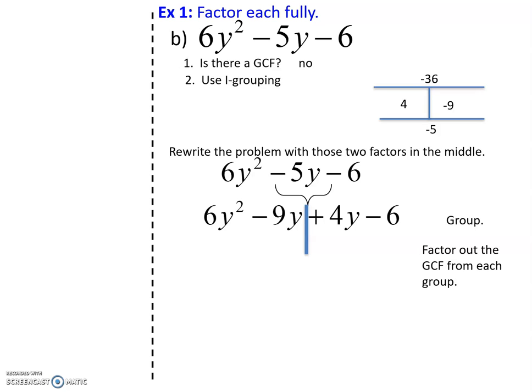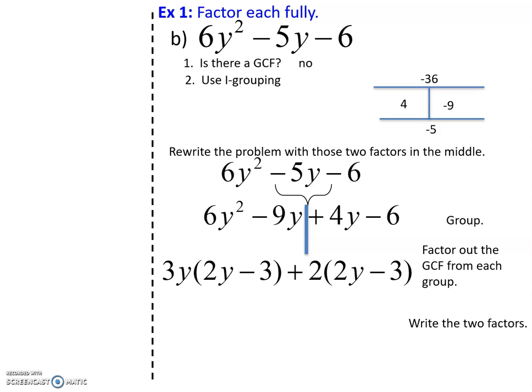What's the GCF of the first group? I'm hoping that you're thinking of 3y. You would be correct. What's remaining is 2y minus 3. The GCF of the second group is going to be plus 2, which leaves us with 2y minus 3.